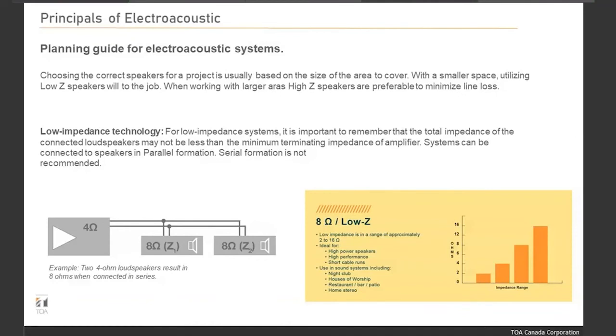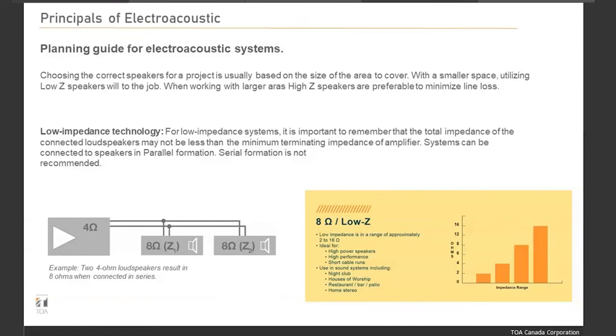So low impedance systems, it is important to remember that the total impedance connected to the loudspeakers may not be less than the minimum terminating impedance of the amplifier. Systems can be connected to speakers in parallel formation. Serial formation is not normally recommended, and you can see an example of 2 8 ohms connected in series, which would be okay for a 4 ohm amplifier, although it says it's not recommended above it. And then there's the chart on the bottom right there.